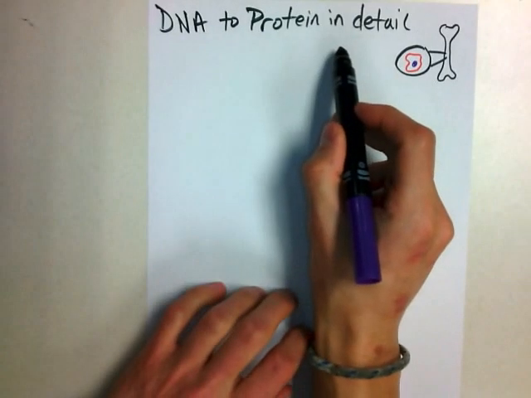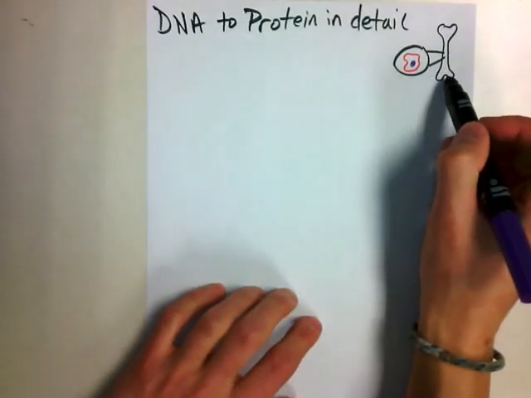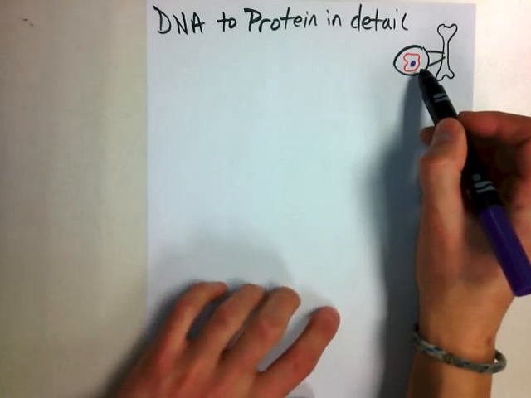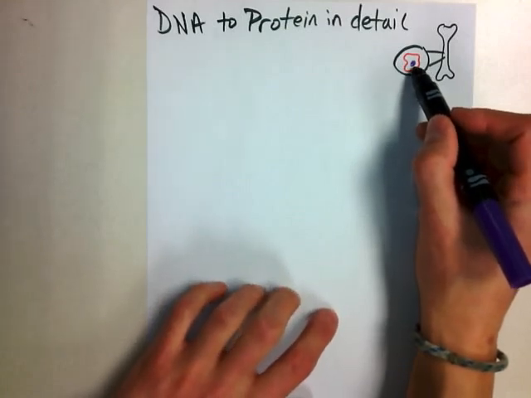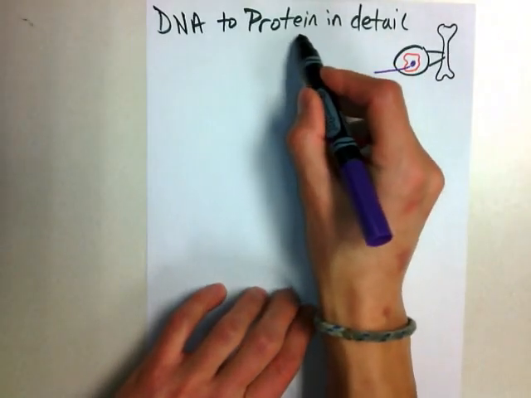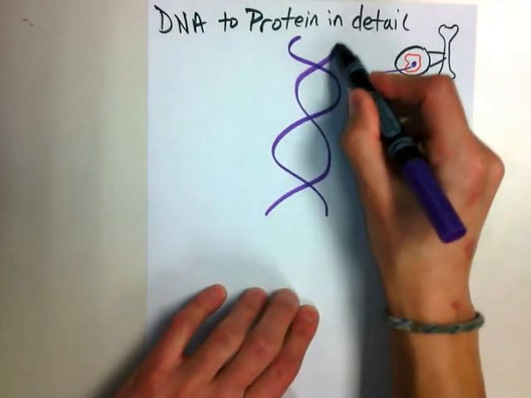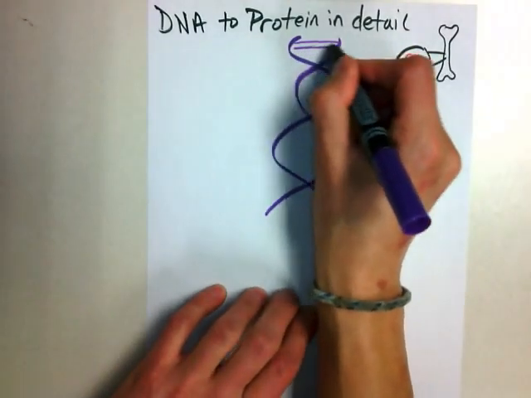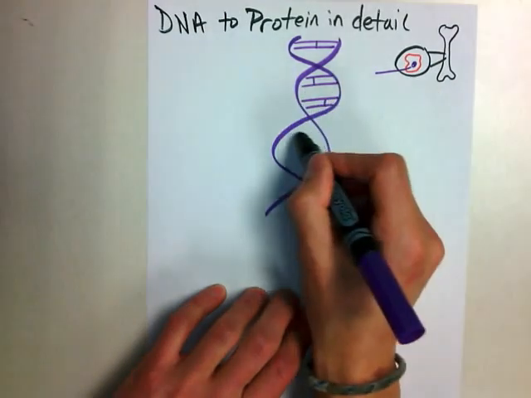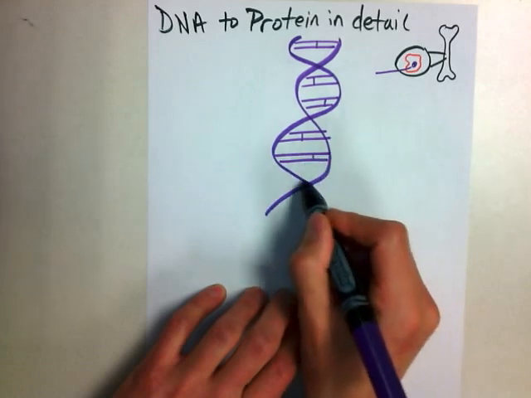DNA and protein to protein in detail. So last video we talked about the bone marrow and how inside the bone marrow is an early red blood cell, and inside that early red blood cell we have DNA. So let's magnify that DNA again. And remember, inside that DNA we have a code of different letters, A, T, G, and C.